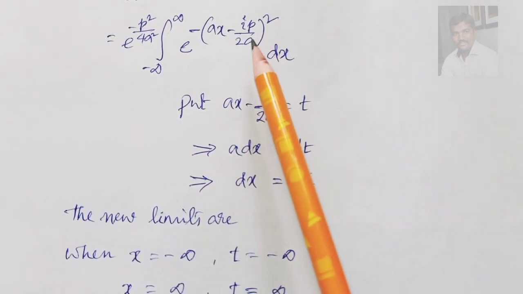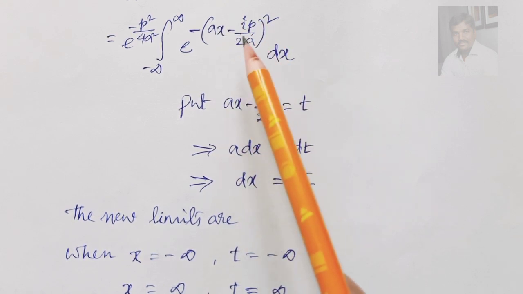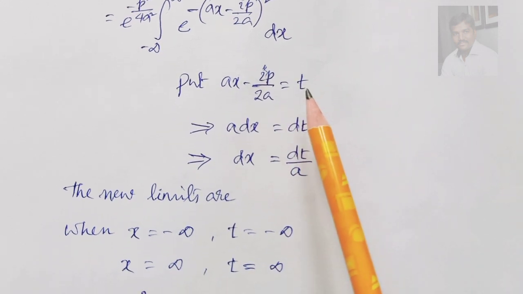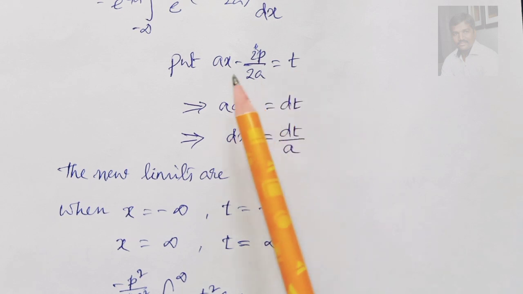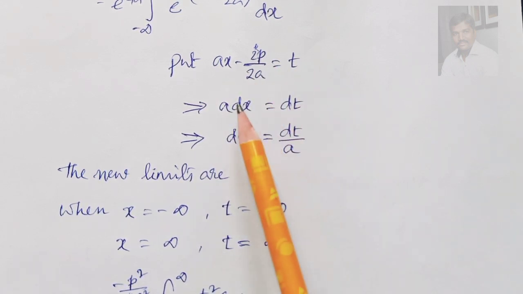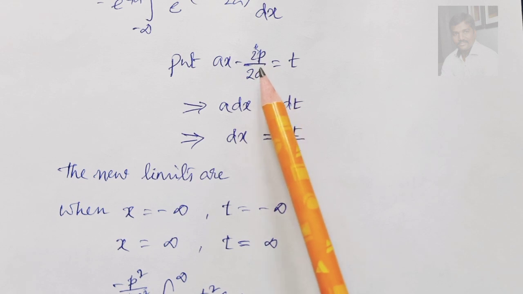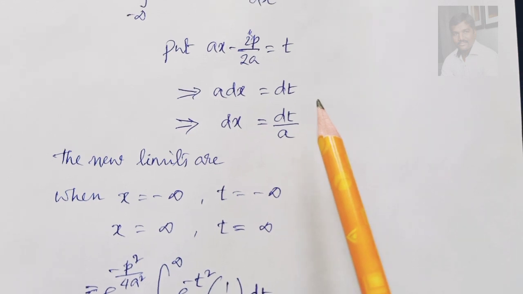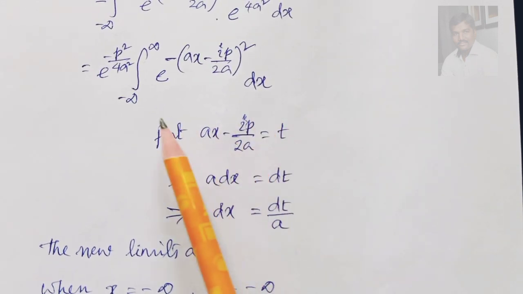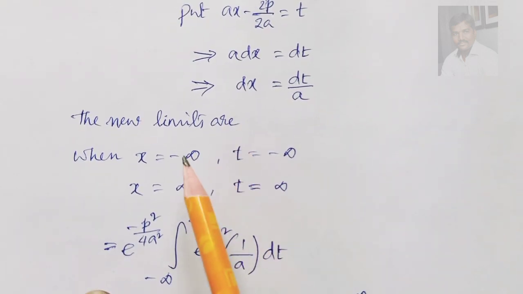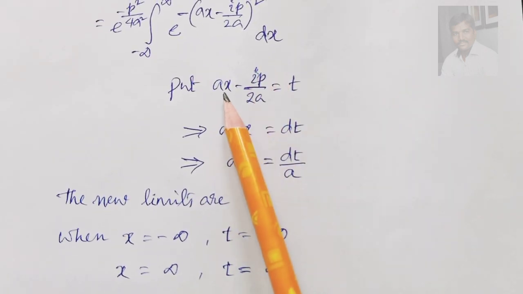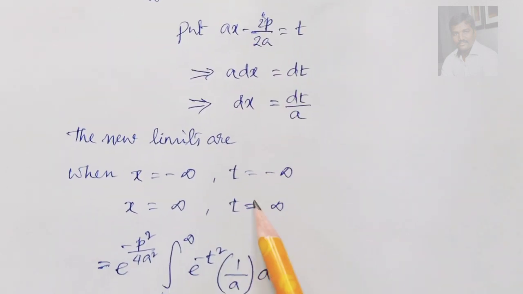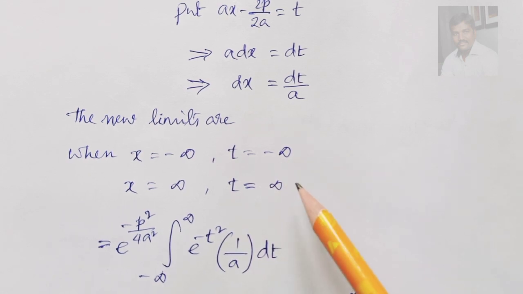Now changing the variable to make the integration easy, put ax minus ip by 2a equal to t. Since these are constants, differentiating gives a dx equal to dt, so dx is equal to dt by a. Whenever you change the variables, you have to change the limits also. When x is equal to minus infinity, t is minus infinity, and when x is infinity, t is also infinity. So the new limits are again minus infinity to infinity.